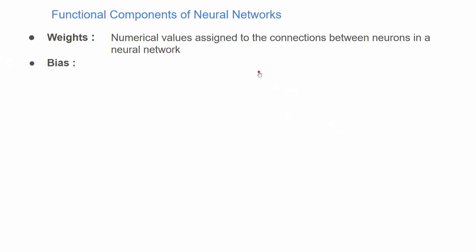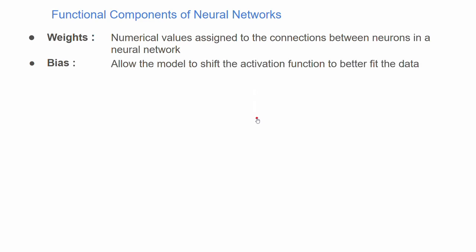What are the functional components of a neural network? Basically there are two functional components. The two functional components are the weights and the bias. What is weight? Weight is basically a numerical value assigned to the interconnected nodes. And then what is a bias? Bias is just a factor which is added to the output to shift the model or to balance the model.